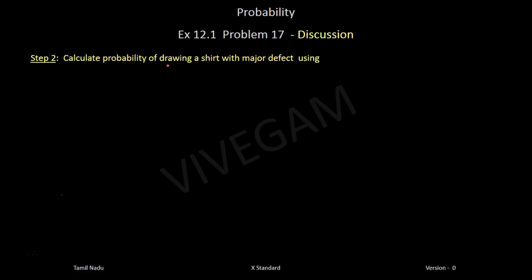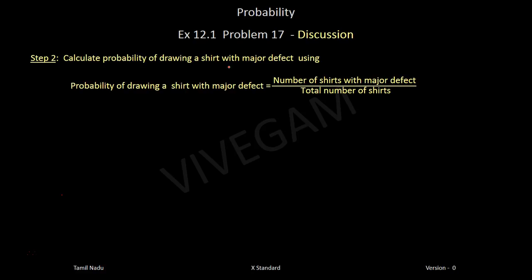Now calculate the probability of drawing a shirt with major defect using the formula. Probability of drawing a shirt with major defect is number of shirts with major defect by total number of shirts. So number of shirts with major defect is 4. Total number of shirts is 100 as in the previous case. So probability of drawing a shirt with major defect is 4 divided by 100, that is 0.04 or 1 by 25.